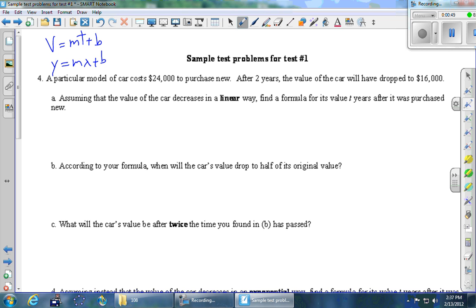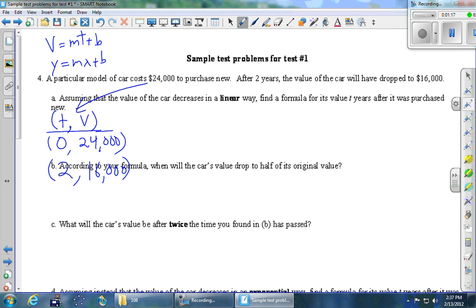Okay, so then we've got some good data here. The car initially cost $24,000. So in terms of making some t, v points, I know that initially, when time is 0, the cost of the car is $24,000. So that's 1 point. And I know that 2 years later, the cost is now $16,000. So that's my second point.